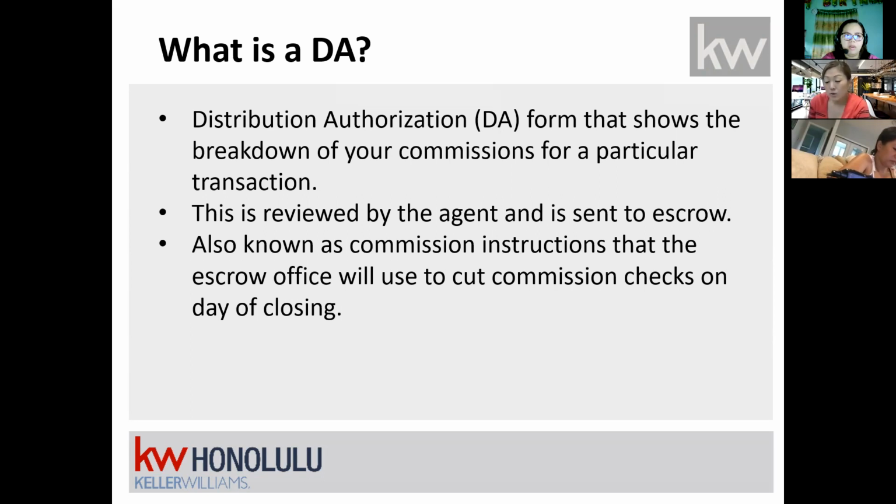The DA is also used for you to keep track of your income as an independent contractor, and it also shows you what will be included in your 1099 and deductions that you should be keeping track of, so that at the end of the year you can provide that to your CPA for your bookkeeping.